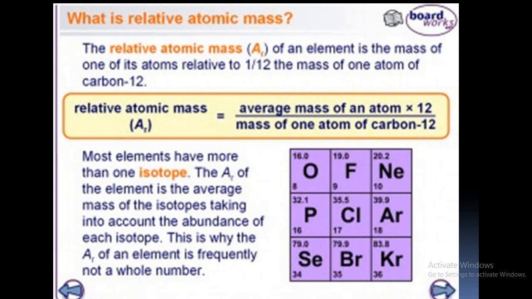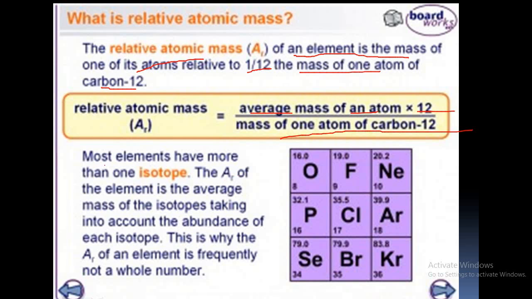So in detail, what is relative atomic mass? The relative atomic mass of an element is the mass of one of its atoms relative to 1/12 of the mass of one atom of carbon. So relative atomic mass equals the average mass of an atom times 12 divided by the mass of one atom of carbon. The 12 and 12 cancel, so the average atomic mass for that particular element will be calculated.